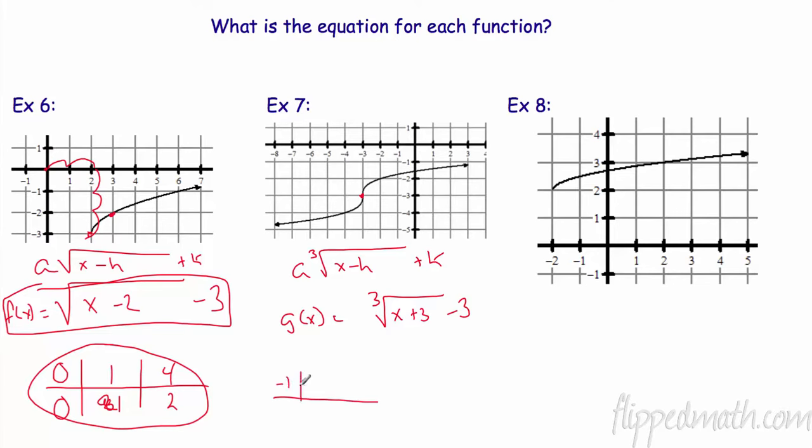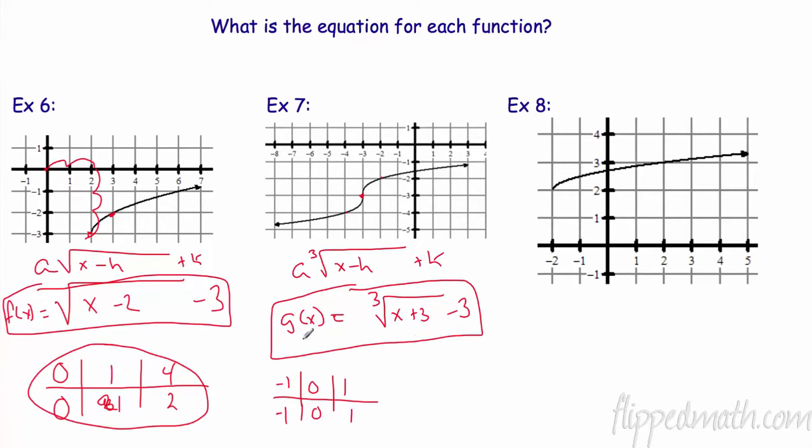Now we need to see if there's a scalar involved. And remember, -1, 0, and 1 are our reference points, and they should go to -1, 0, and 1. So here we go. If I go to the right one, did I go up 1? Yes. If I went to the left one, did I go down 1? Yes. So there's no scalar on this one either. Wow, that makes it nice.